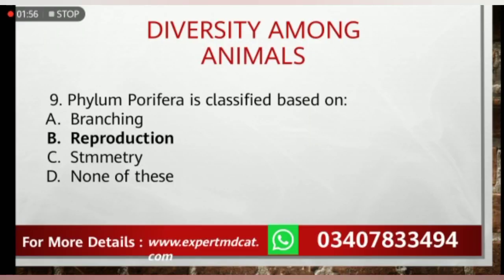Phylum Porifera is classified based on the branching, reproduction, symmetry, or none of these? Correct option is reproduction. और जो phylum Porifera है वो budding के थ्रू reproduction करते हैं.